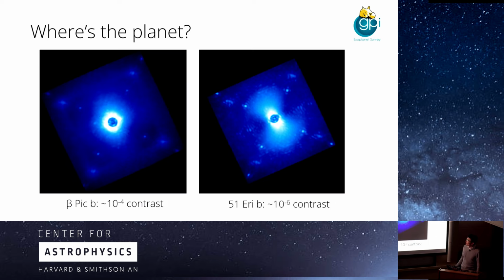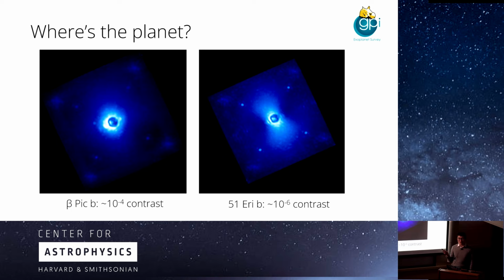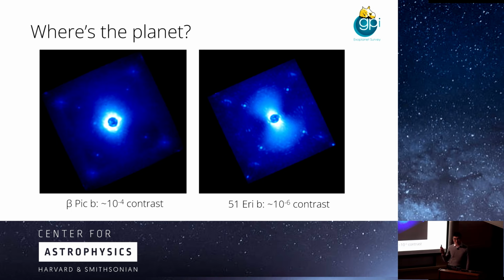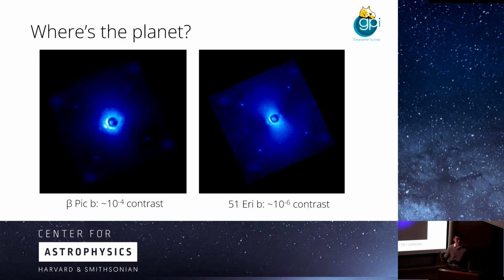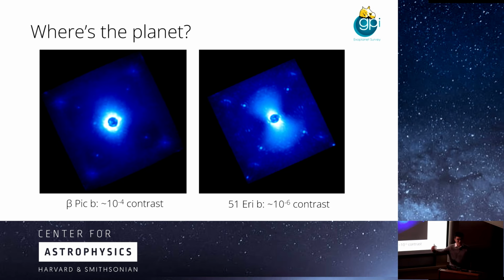So here's my test for you. These are images taken by the Gemini Planet Imager. This is what state-of-the-art adaptive optics systems with state-of-the-art coronagraphs produce. And these are integral field spectra images. So each image is actually an animation scrolling through a bunch of different spectral channels in the near infrared. That's why it's an animation and not a static image. My challenge for you is, can you find the planets?